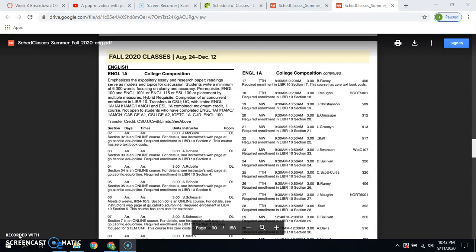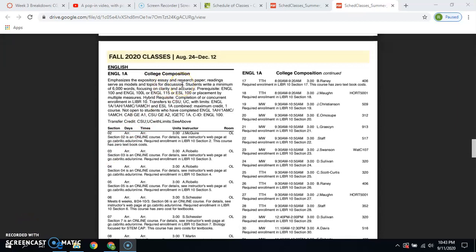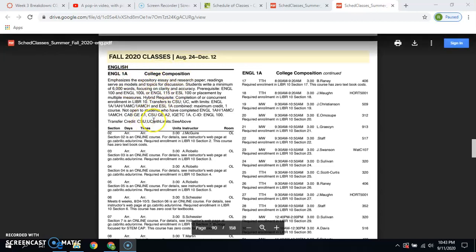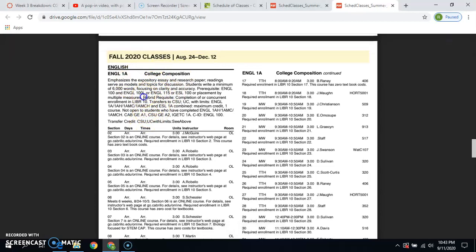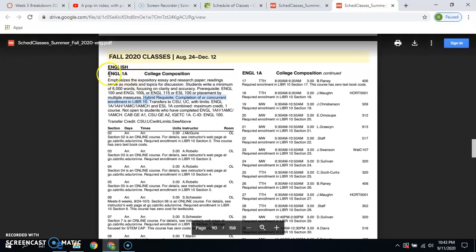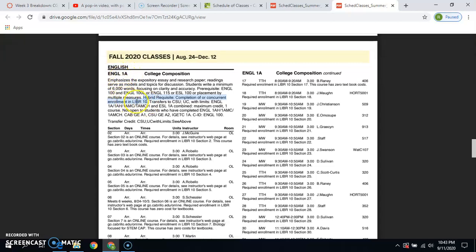I want to briefly touch on English 1A, college composition. Most of you at some point will be taking English 1A. This course has a course description, but it also has something called a hybrid requisite. And what it says here that I'm highlighting in blue says completion of or concurrent enrollment in Library 10. What does that mean? That means that every student who enrolls in English 1A at Cabrillo has to at the same time enroll in a Library 10.